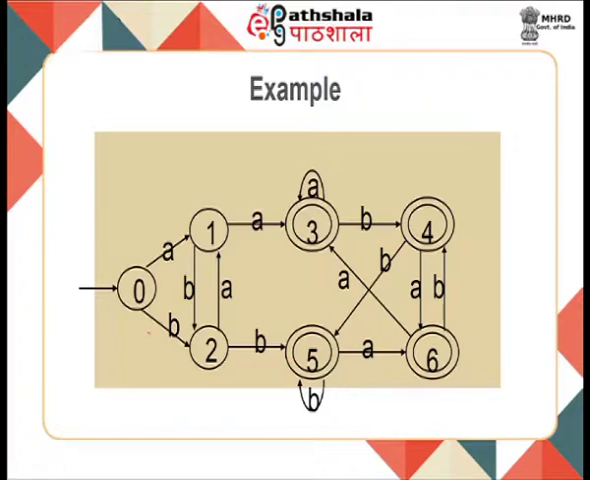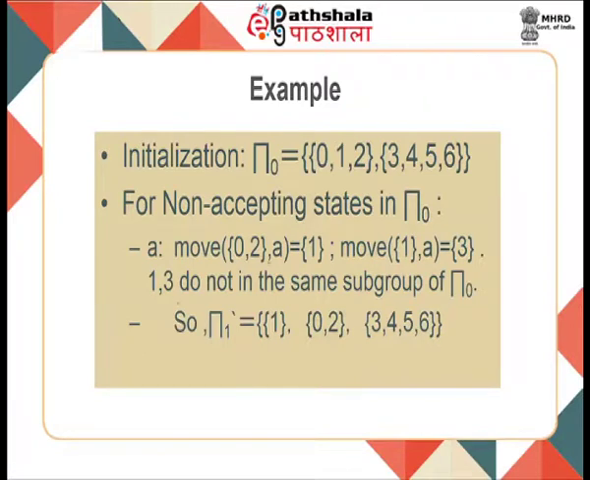Now, what will my first group be? I have to group 0, 1, 2 into one group, and 3, 4, 5, 6 into another group. So, I am going to form 2 groups here: 0, 1, 2 and 3, 4, 5, 6, because 0, 1, 2 are non-accepting and 3, 4, 5, 6 are accepting.